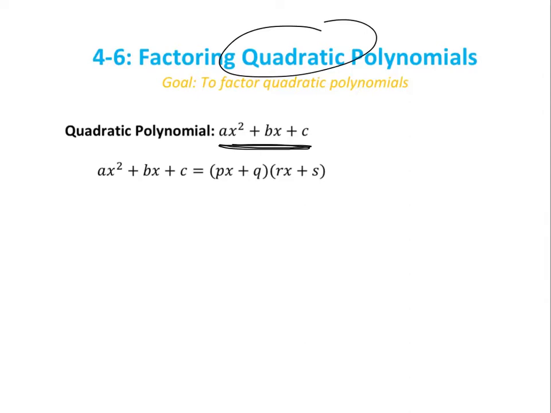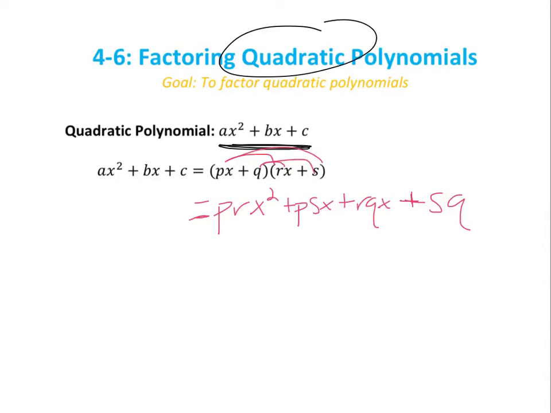So we need to do our FOILing to get started. We're going to FOIL all this and expand it. We'll expand it to PRx squared plus PSx plus RQx plus SQ. Those are our four terms.